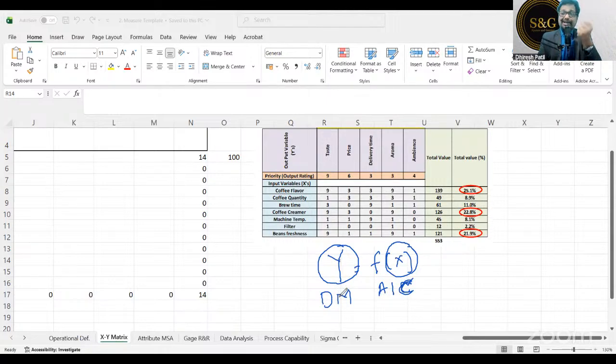So we collect the data of output. We make the trends of the output. We'll make the Pareto chart of the output. We'll make the time series plot and histogram of the output. We will make the process capability of the output and not inputs. Understand this. Are you clear on the distinction?